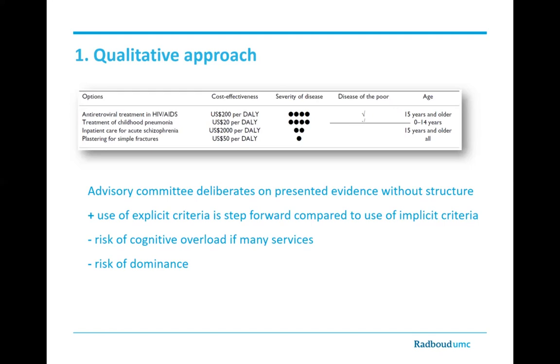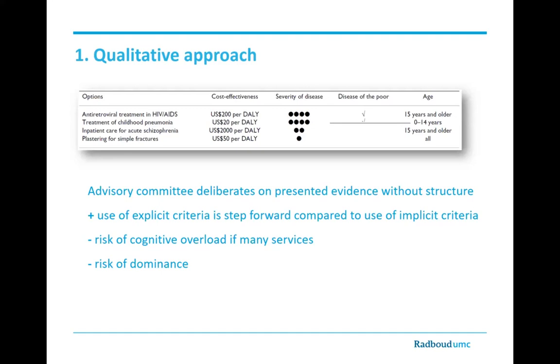The benefit of this approach compared to not having any structure is that use of explicit criteria is a step forward compared to use of implicit criteria. But some countries do not use any of these criteria. So this is already a bit better because we have the criteria being mentioned. A downside is risk of cognitive overload if it's more than 4 or 5 services. And if you do a whole package review, like in Pakistan, we were talking about 150 services, you can't expect a committee to do all this at the same time.